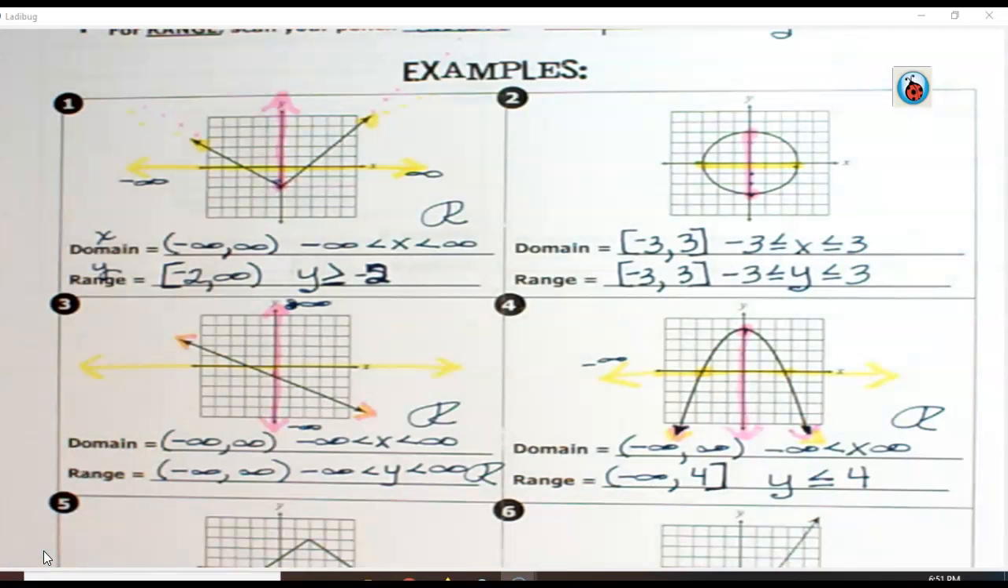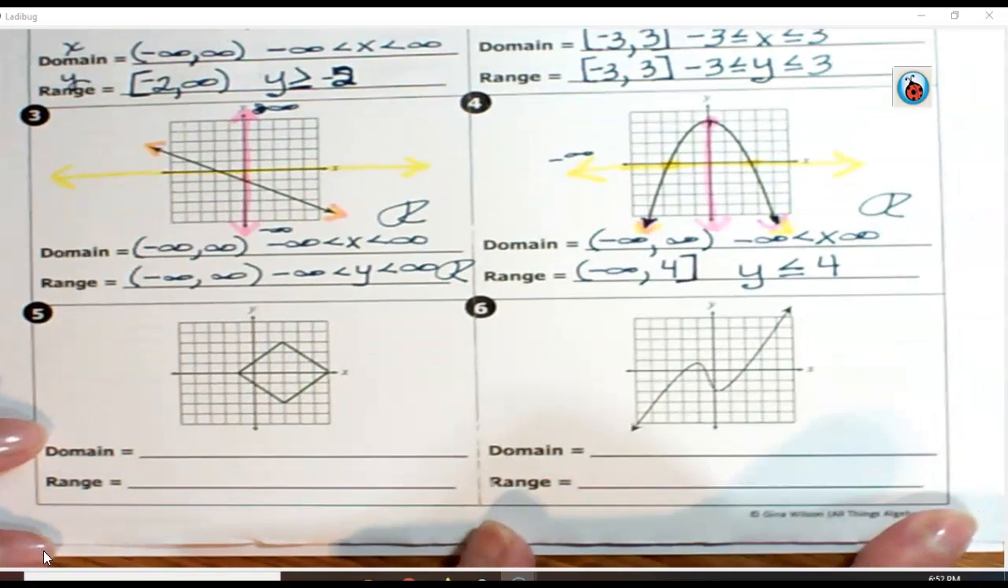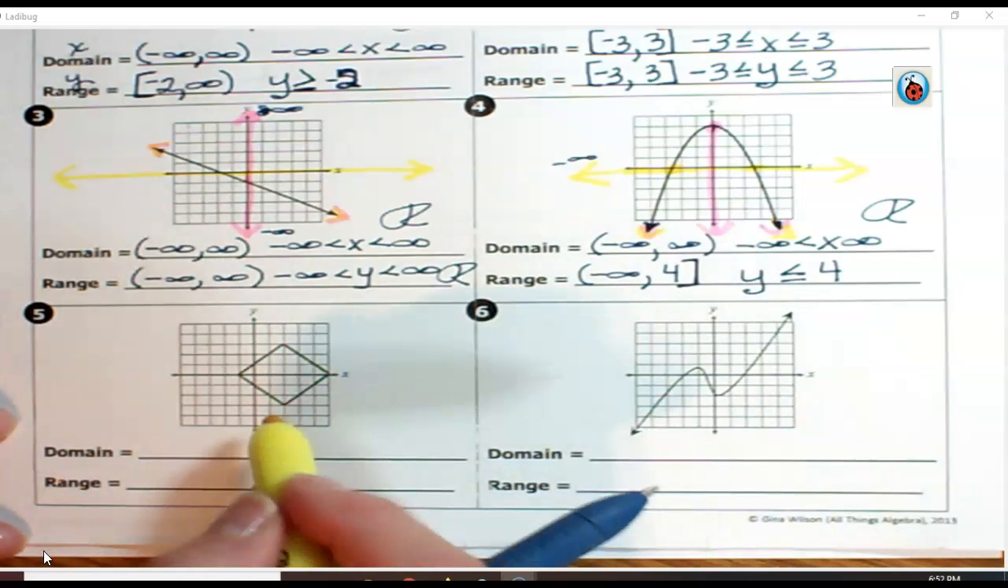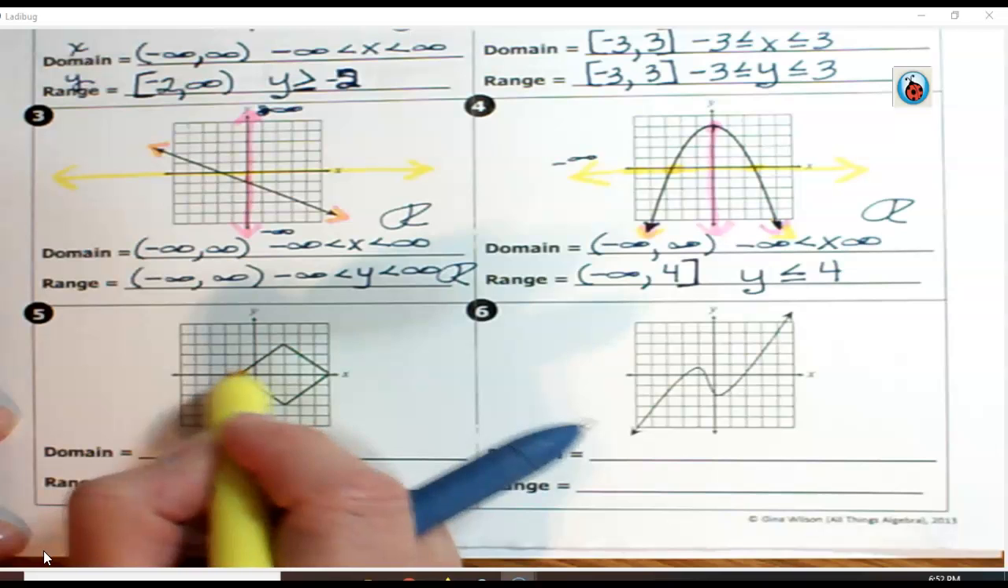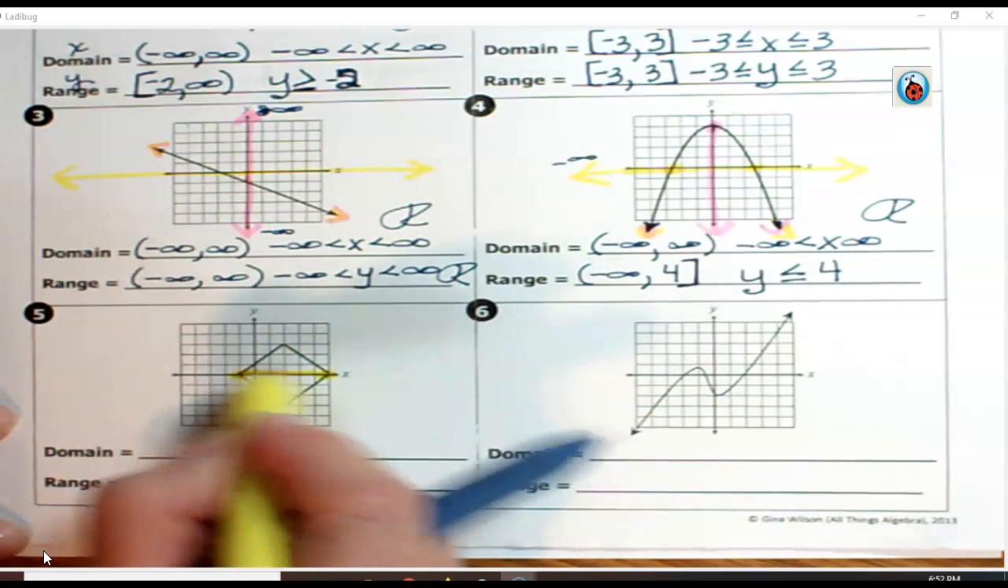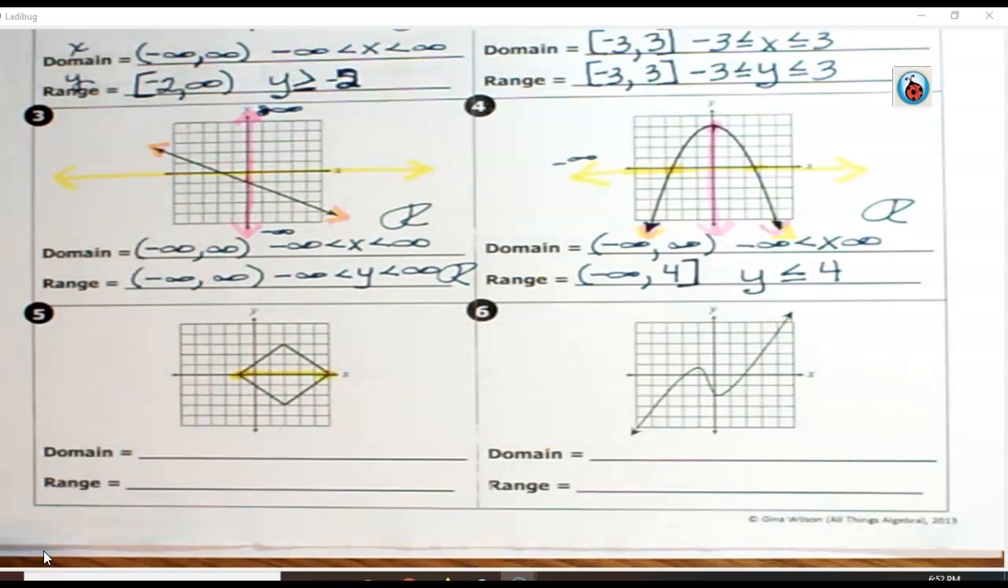Okay, so let's go look at number 5 and 6. All right, number 5. Number 5 is just a square on there. That's okay, it's just a figure. So you want to take a look. There's no arrows, so you don't have to worry about infinity on this one. But here's a stopping point and here's a stopping point, so you can connect those two dots.